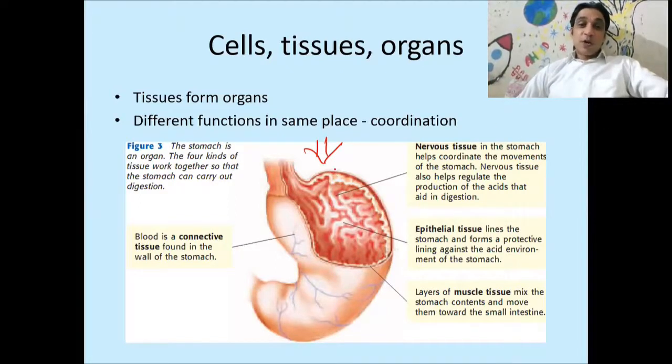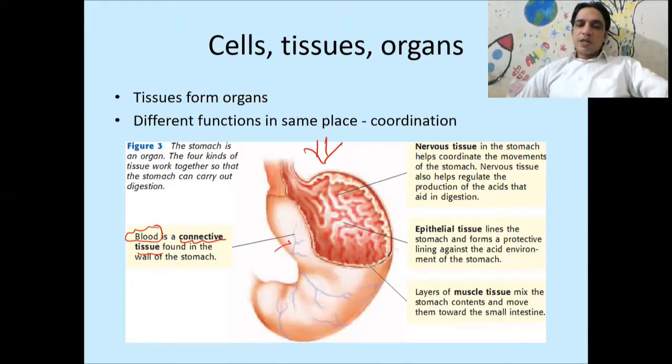So this is what we call the stomach. It's a perfect example of how different types of tissues work together to make one organ. The first type of tissue here is connective tissue. An example of connective tissue is the blood. Blood is a form of connective tissue. It is present in the walls.